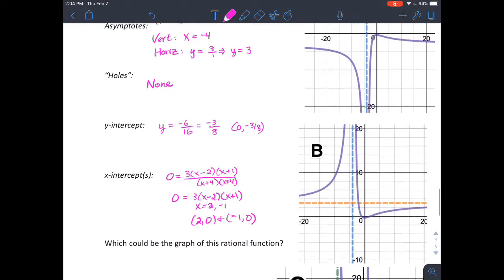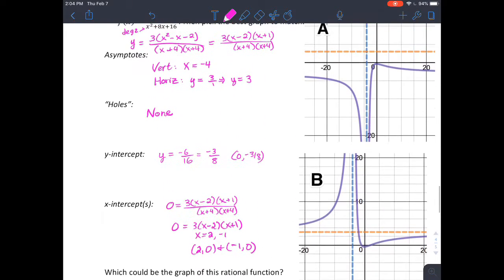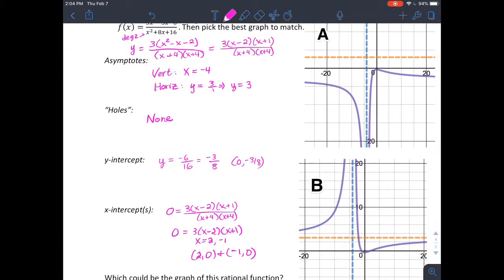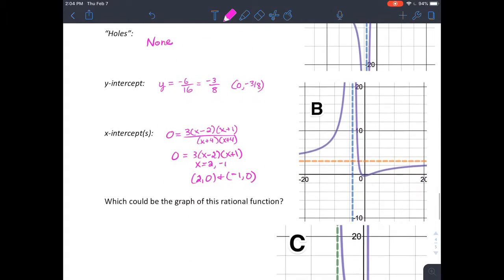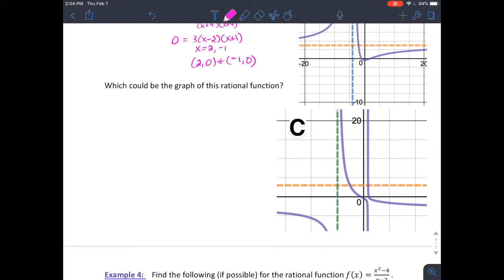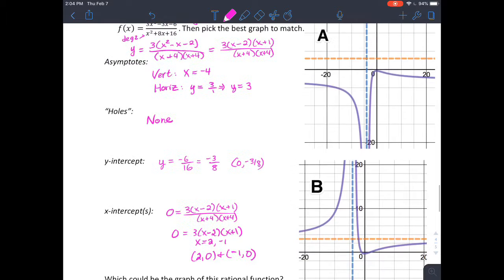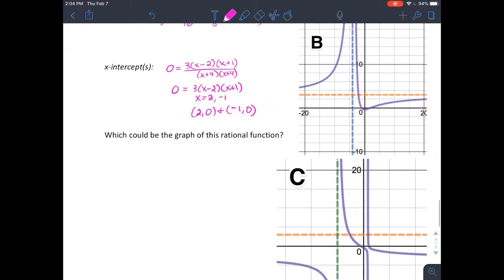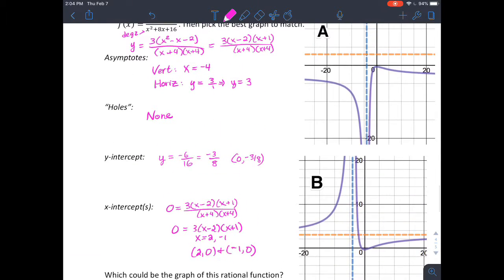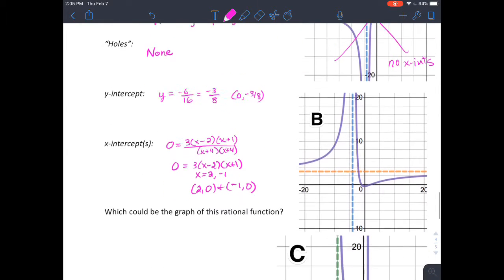Let's see what we can figure out here. So graph A, vertical asymptotes and horizontal look okay. Graphs B and C, all the asymptotes are actually 100% all right on these. A little harder to narrow down. If you look at your x-intercepts, though, it's supposed to cross the x-axis at 2 and -1, and graph A does not. So let's cross out graph A because it has no x-intercepts.